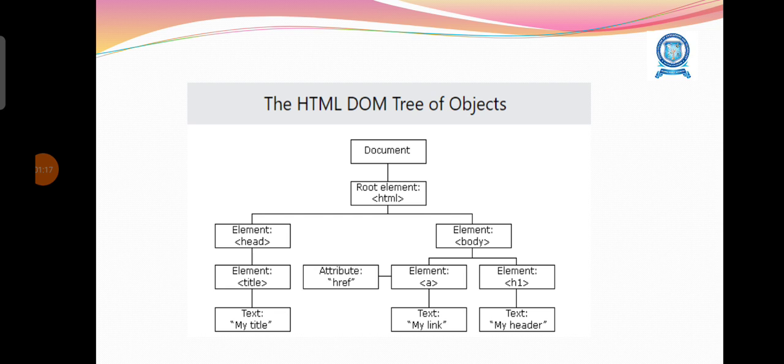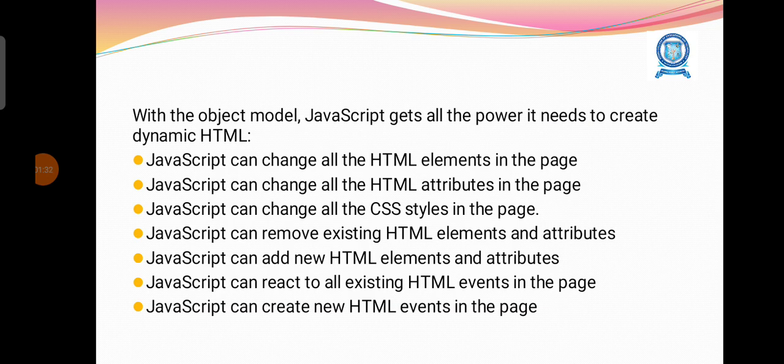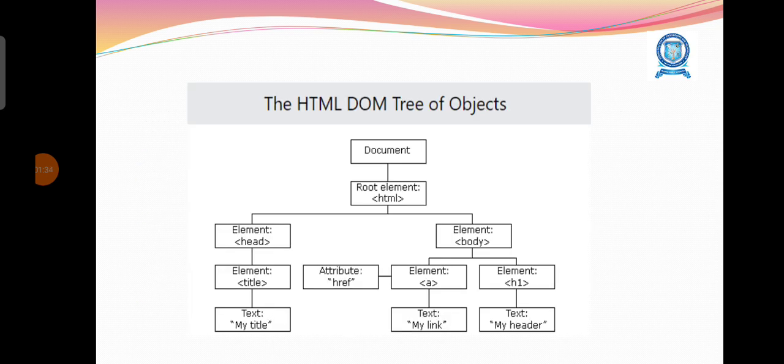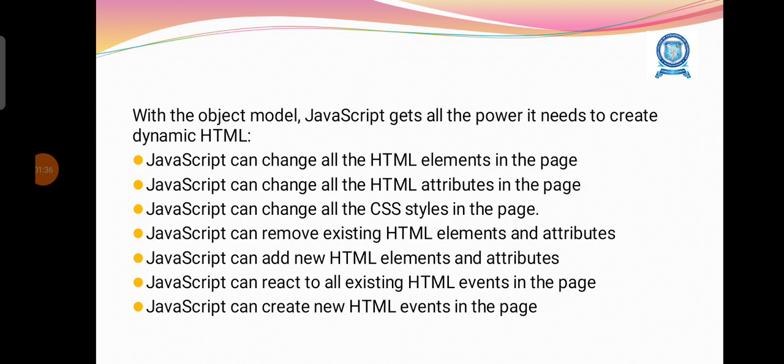A is actually used to provide the link. So the attribute of A is href. Under the various tags, we can have the text. This is the tree, the document object model, the document tree.